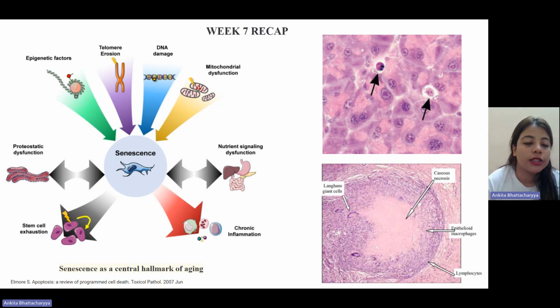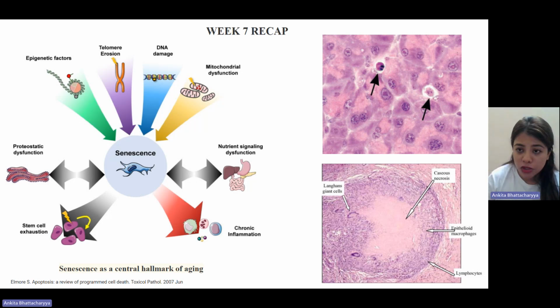So what you see on the left are the hallmarks of senescence, and senescence by itself is a central hallmark also of aging. So what are the factors which contribute to senescence? We have epigenetic factors which can contribute to it. We have telomere erosion that we just talked about. When we say erosion, it means that chunks of the telomere ends have been lost. They are no longer present, and therefore, whatever information is present on that particular chromosome cannot be relied upon or is variable and is not trustworthy in the long run.